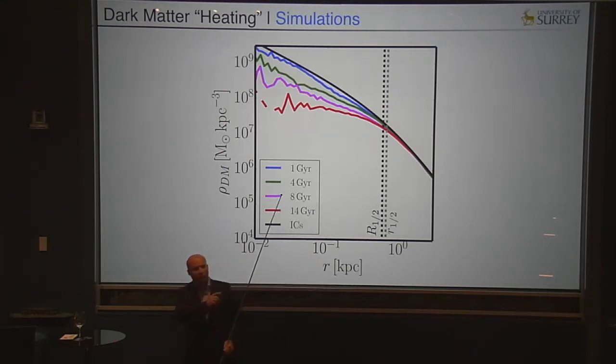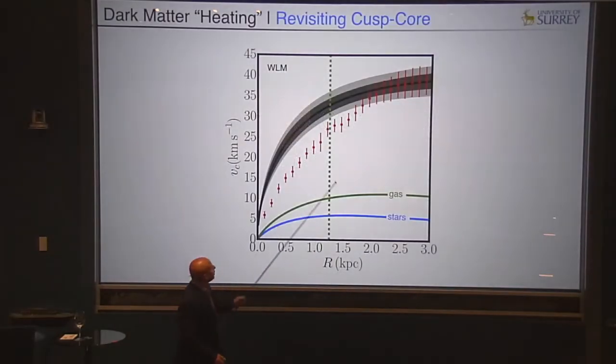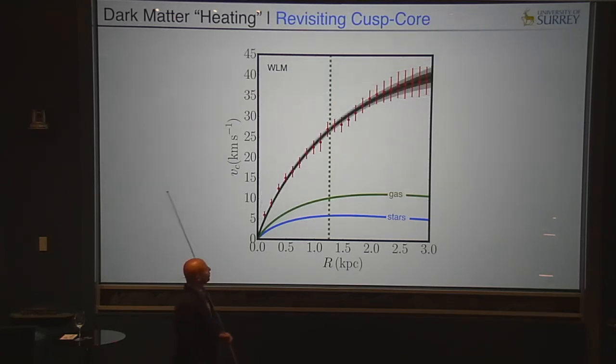We can now go back to the data and ask, well, does this solve the problem? Does it actually fit the data for WLM? So there's our WLM galaxy. There's our cusp core problem. It doesn't fit the data. It's a disaster. We switch on our gas, our star formation, our stellar feedback. We get a new prediction. And this is now the new fit.